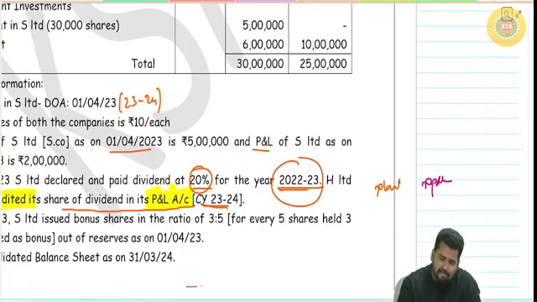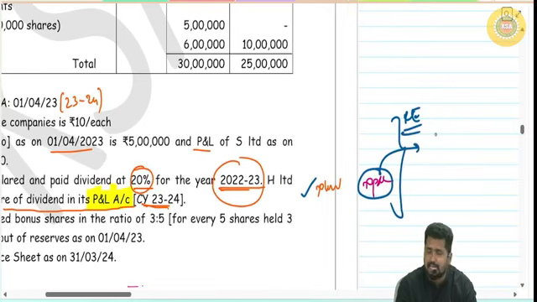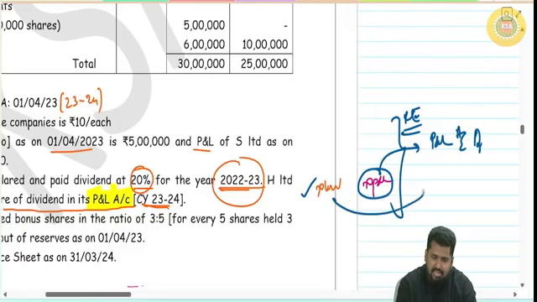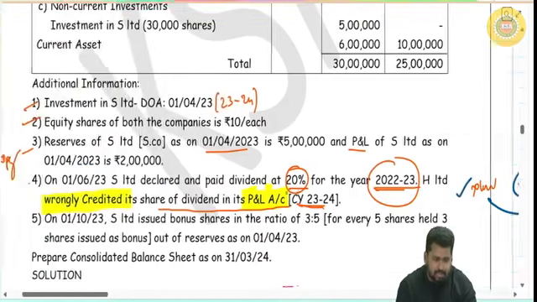But the mistake they have committed is, instead of doing this, they have done this. Is it right or wrong? Wrong. Now we have to pass one rectification entry. The rectification entry is to reverse this P&L credit. So P&L to reverse, debit that, and what should be credited rightly? Investment. So the entry is P&L account debit to investment account. Clear? This is the rectification entry.